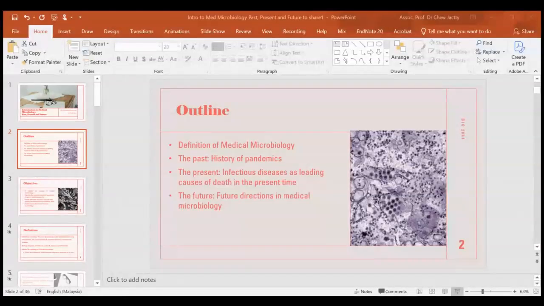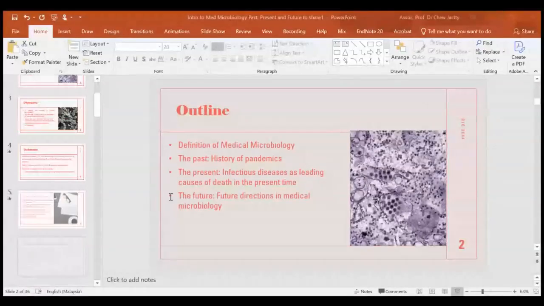If you look at the history of pandemics, there are a few examples. We have the Black Death that happened in the 14th century, the 1918 Spanish flu, and also the HIV and AIDS pandemics.